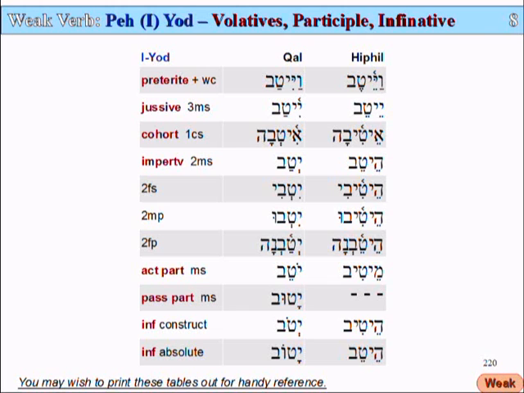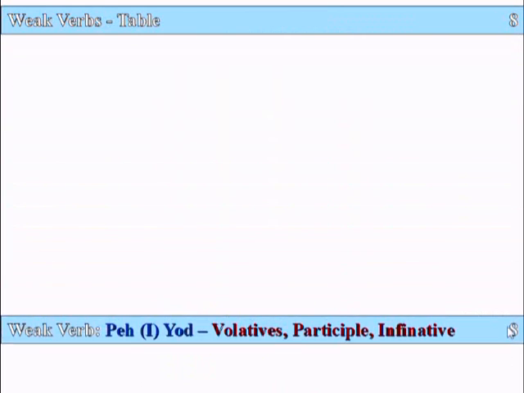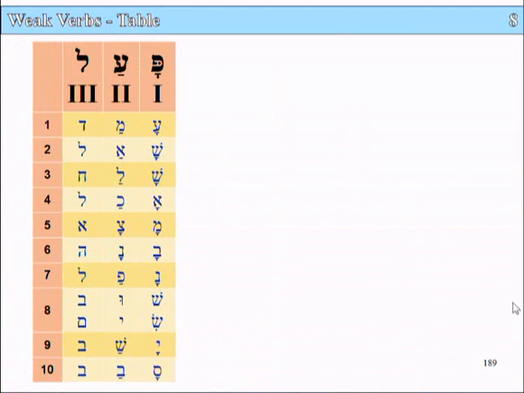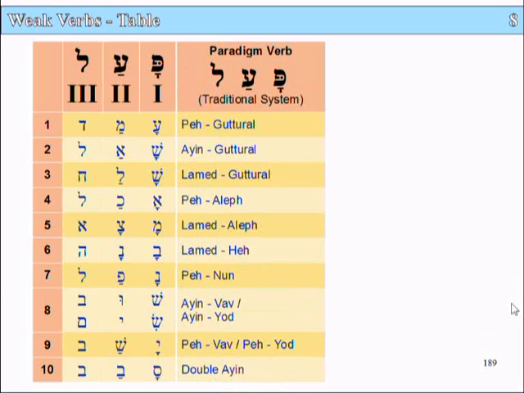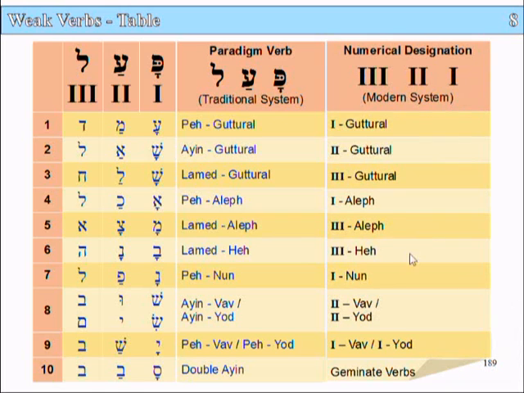And if you like, you can do the exercises in some of these textbooks to gain more familiarity with them. Again, here is the list of the 10 classifications that all those 30-odd charts or slides connect to. The pe guttural, the ayin guttural, the lamed guttural, the pe aleph, the lamed aleph, the lamed hey, the pe nun, the ayin vav and ayin yod, the pe vav and pe yod, and the double ayin. So that's it for the weak verb tables.